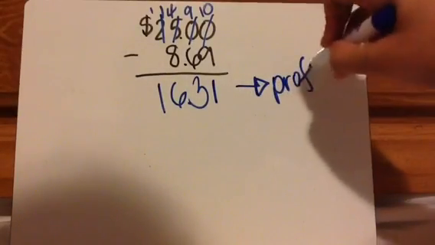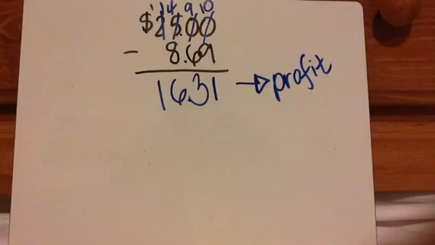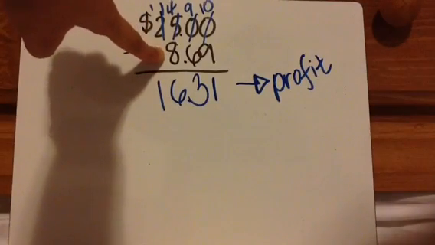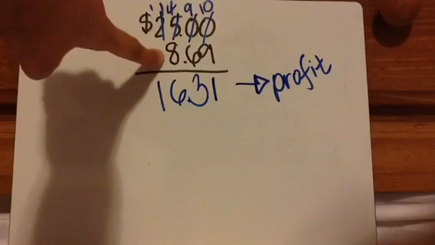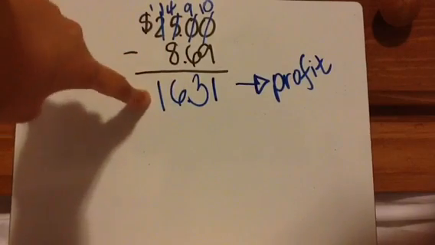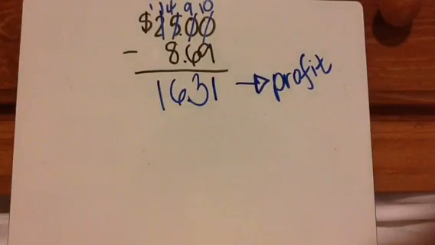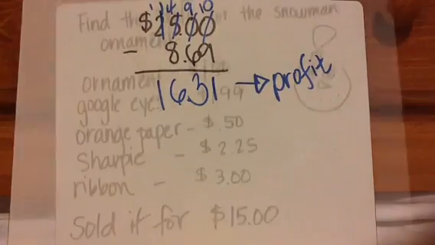$16.31 as my profit. Now that's a good profit because if I spent around $8 in materials, and I made around $16 in profit, I made double the money. So that's always a good way you can look at the comparison.